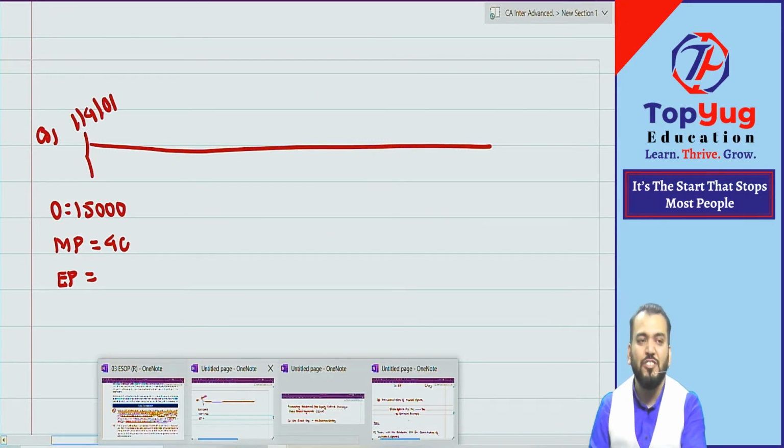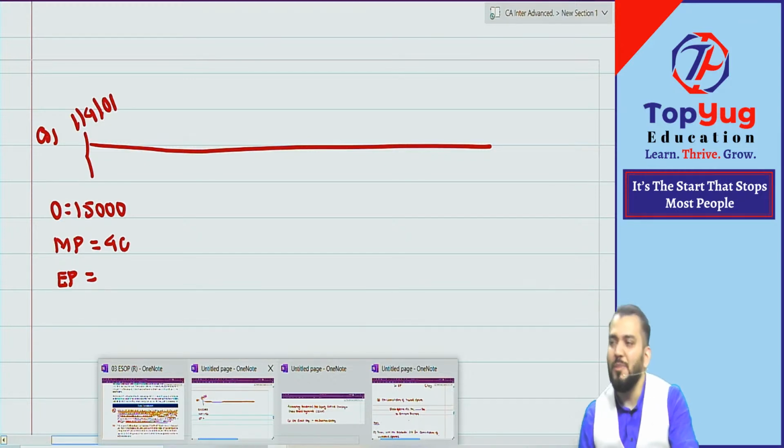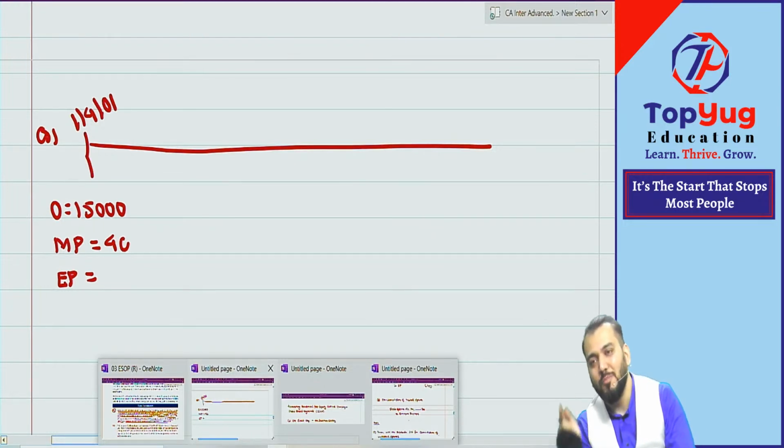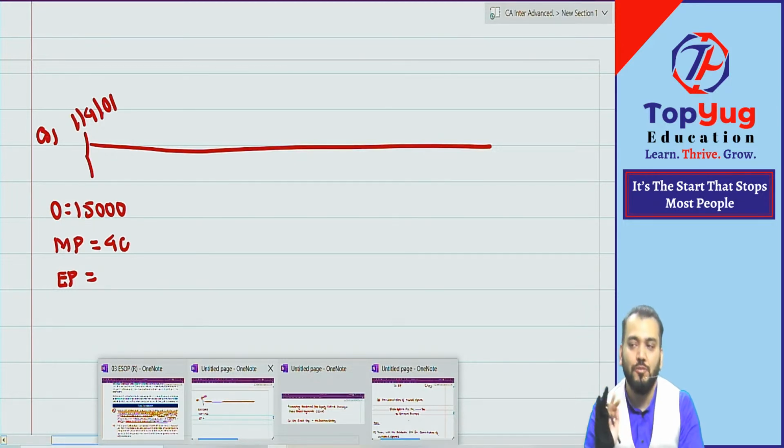From the emotions of this chapter, tell me, I am giving you two options: it should be equal to market price or it should be zero. I have given two options, and he is giving a third option. Out of these two options, you have to choose one.